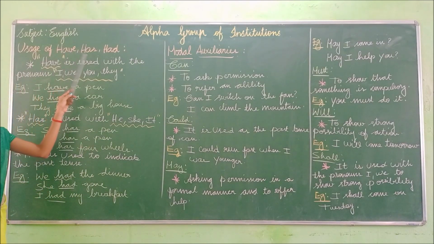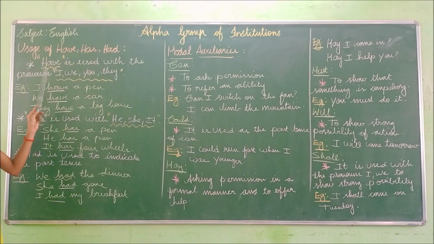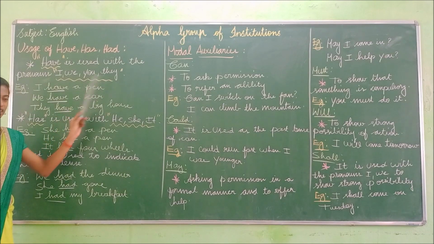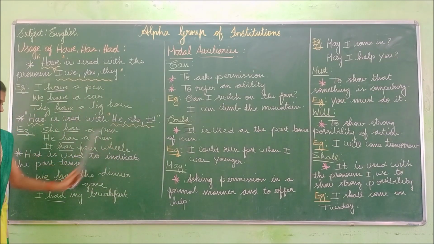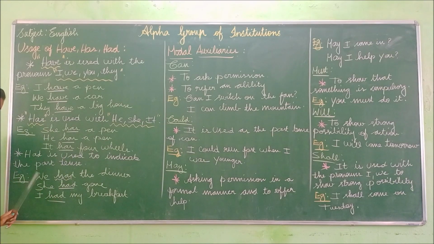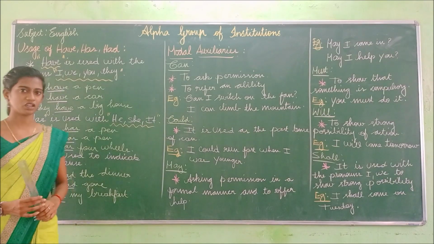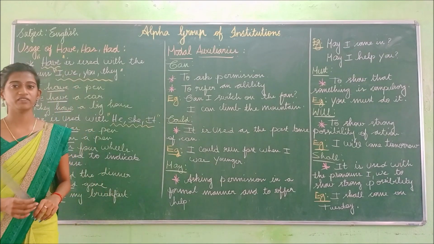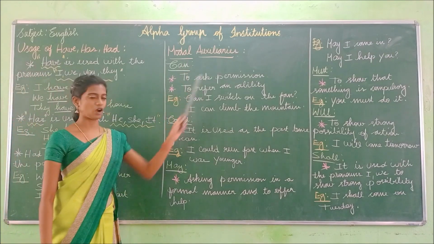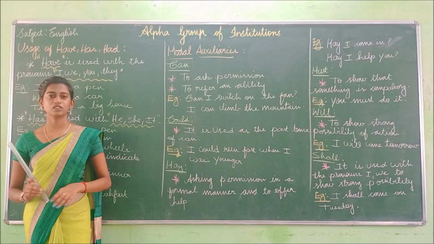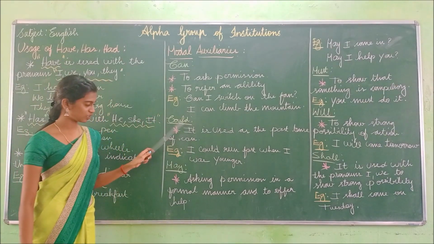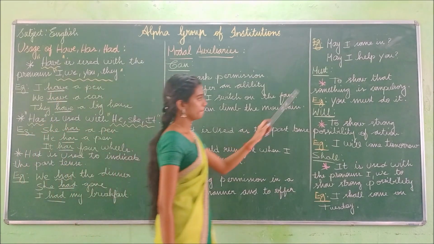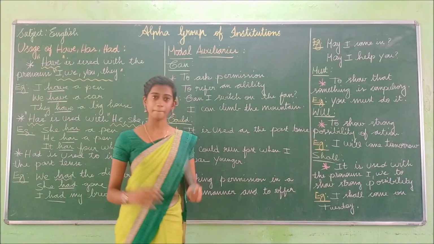So usage of have, has, had. So have is used with the pronouns I, we, you, they, and has is used with he, she, it, and had is used to indicate the past tense. Okay, have you understood? Okay, the next topic we are going to see is modal auxiliaries. So these are all the modal auxiliaries: can, could, may, must, will, shall. So there are many auxiliary verbs.